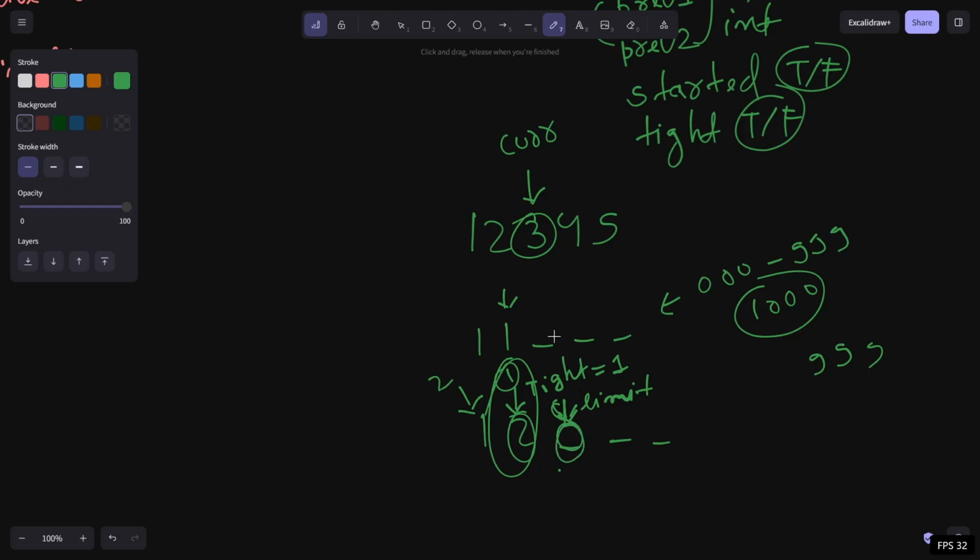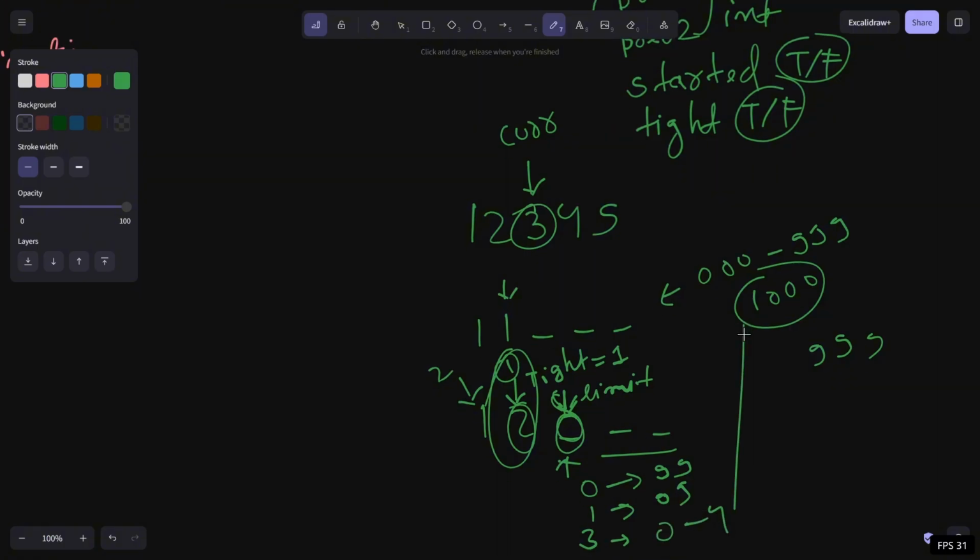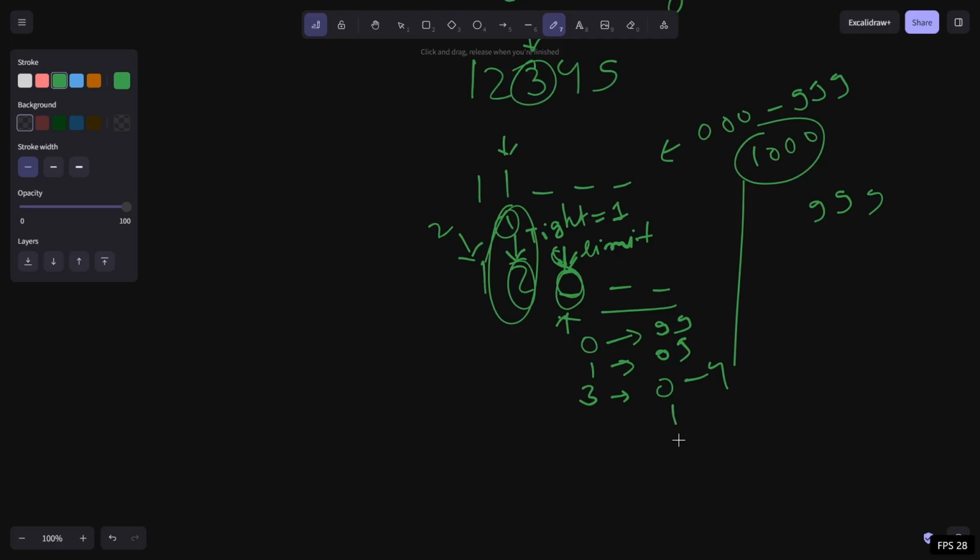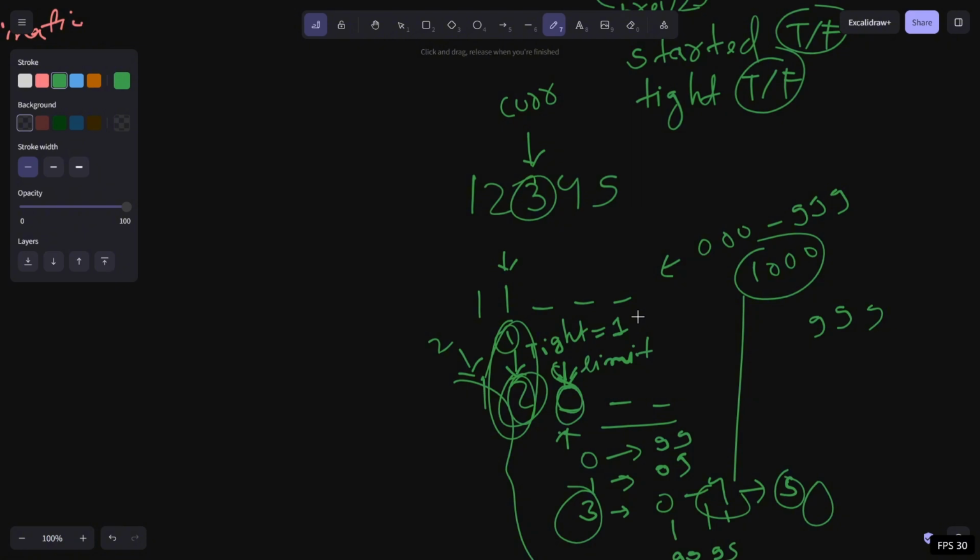So with that index limited, it can only go to 0 1 3. Now these two at 0 can go to 99, at 1 these two can go to 99, but at 3 again it becomes the tight bound. Now this can only go from 0 to 4. Again from 0 this can go to 99, from 1 it can go to 99, but at 4 it can only go to 5. That's how we get 2 3 4 and 5. So that's the use of tight bound here.